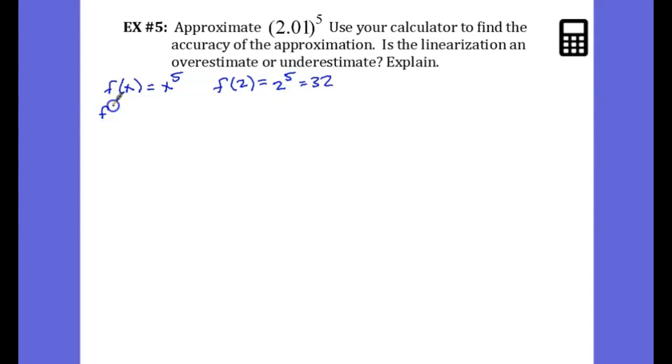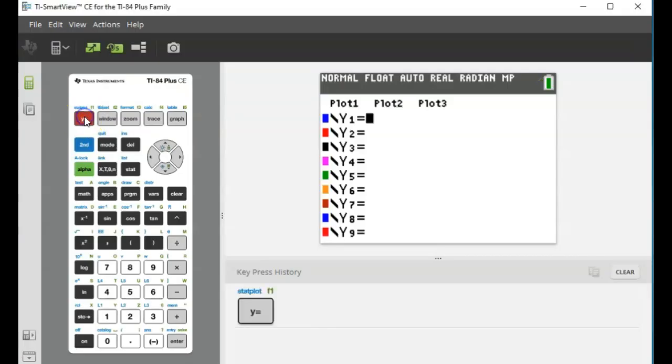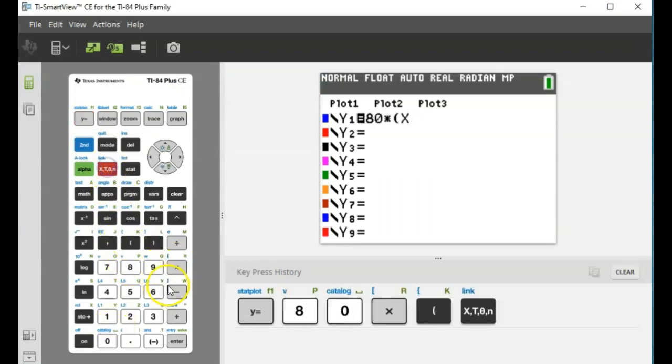Taking the derivative, we apply the power rule, and we have f prime of x equals 5x to the 4th. So f prime of 2 is equal to 80. Now we can write L of x equals 80 times quantity x minus 2 plus 32. Let's put this function into the TI. Press y equals. Now for y1, enter 80 times open parenthesis x minus 2 close parenthesis plus 32.